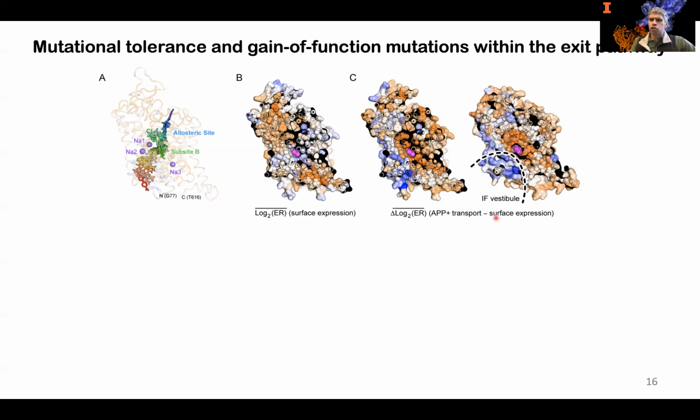When we now look at what changes for transport of the fluorescent APP+ substrate, then we find that the substrate binding site is now a very dark orange. It's highly conserved, but we find in dark blue many gain of function mutations that congregate and are enriched in this region, which happens to be the intracellular vestibule, so the exit pathway for the neurotransmitter. What mutations are we picking up for gain of function?